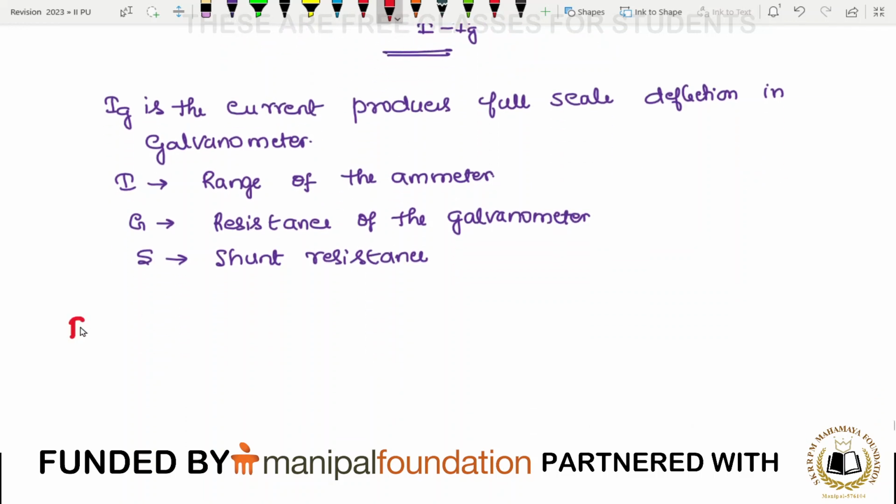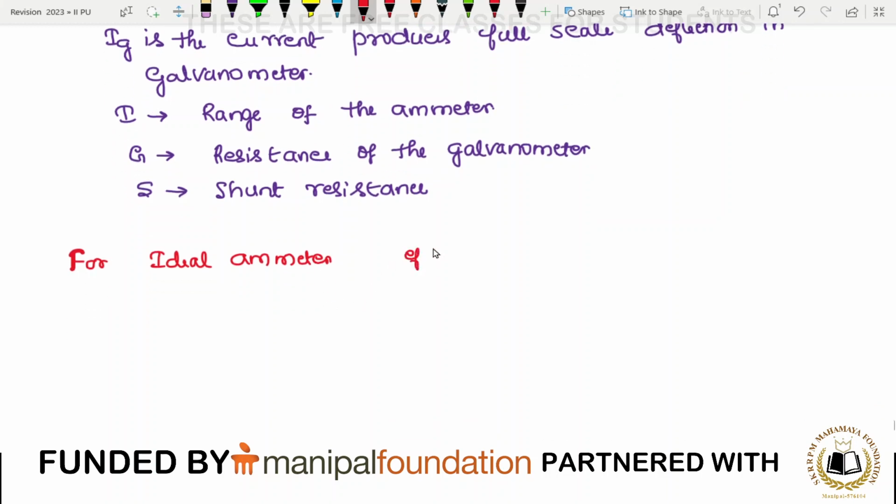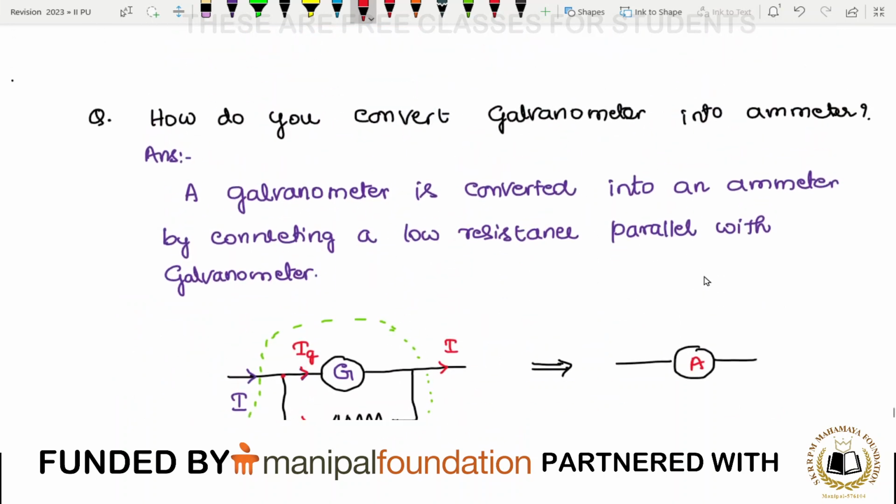Next, one more note point for an ideal ammeter. For an ideal ammeter, what is the effective resistance or internal resistance we can say? The effective resistance of an ideal ammeter is equal to 0 ohm. So the internal resistance of an ideal ammeter is 0. Okay, so these are the many things about conversion of a galvanometer into an ammeter.